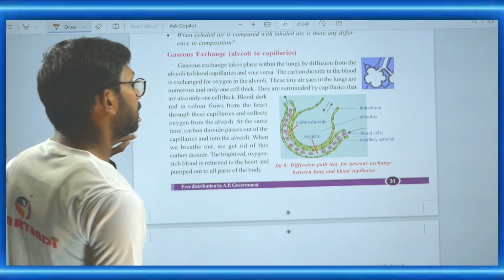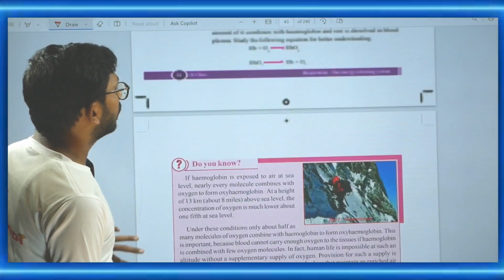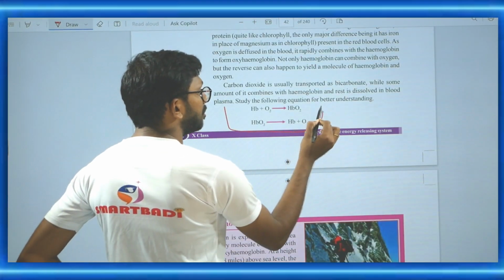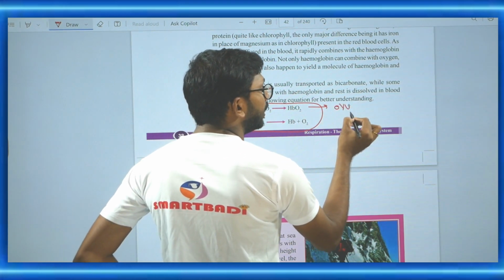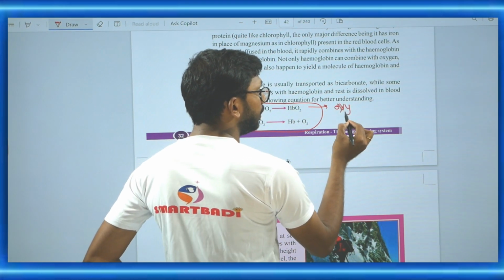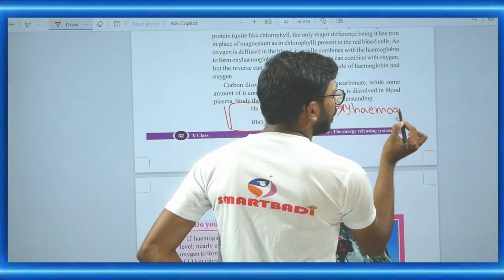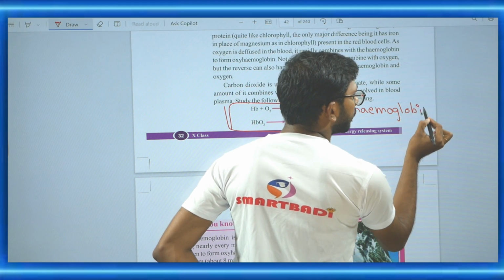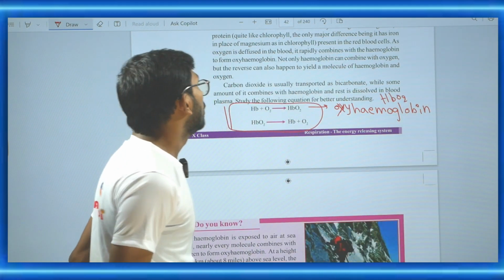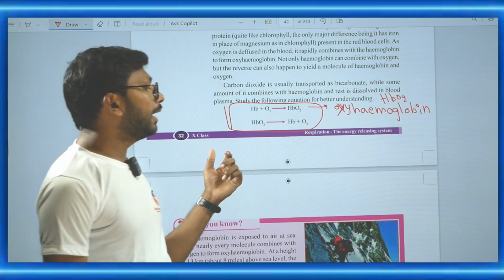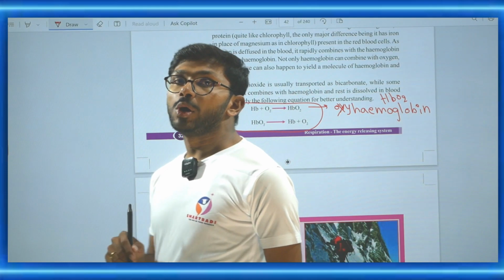And the next thing is about the exchange of gases at the alveoli level. After the completion of that, this is the main reaction people have to remember, that is the formation of oxyhemoglobin. Hb plus O2 gives HbO2, which is oxyhemoglobin. When hemoglobin combines with oxygen, it leads to the formation of oxyhemoglobin.